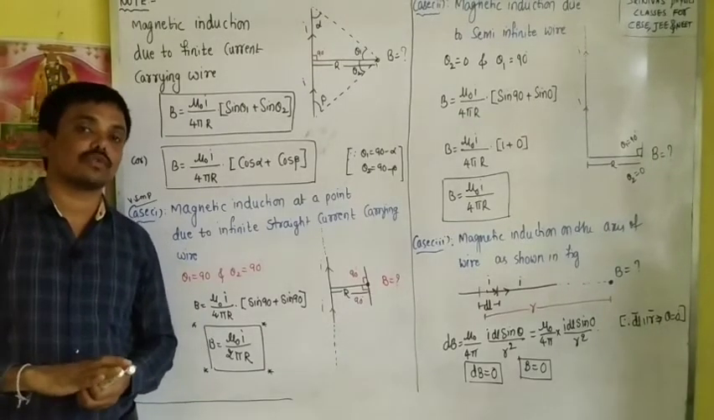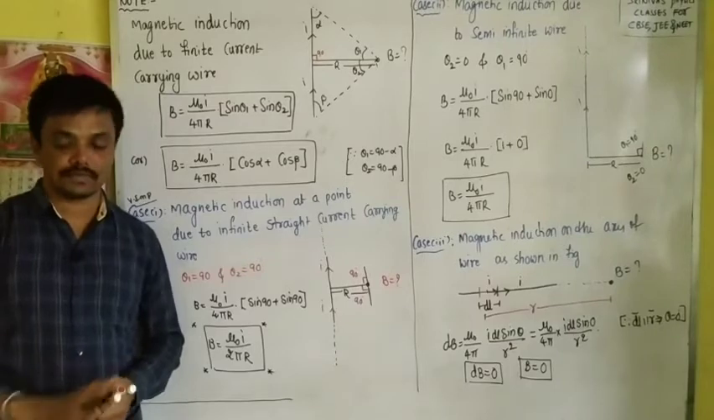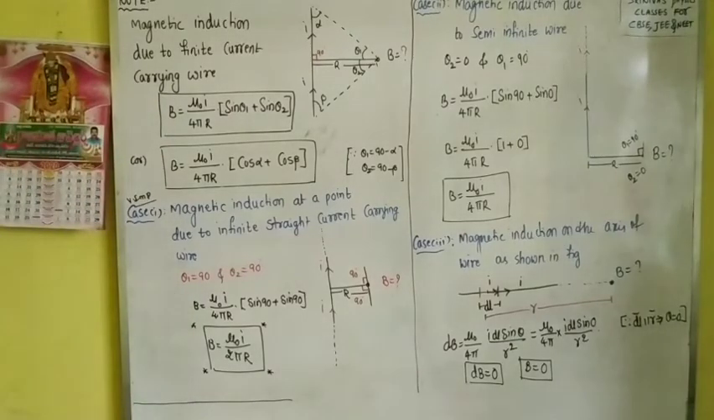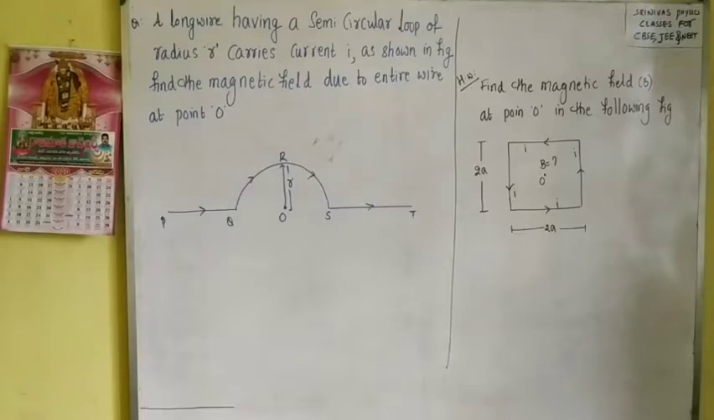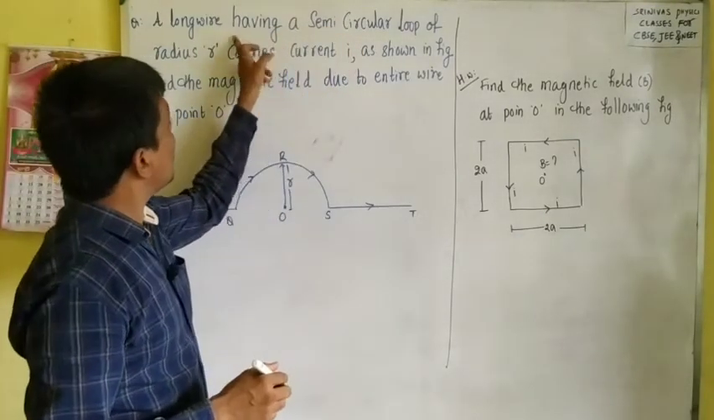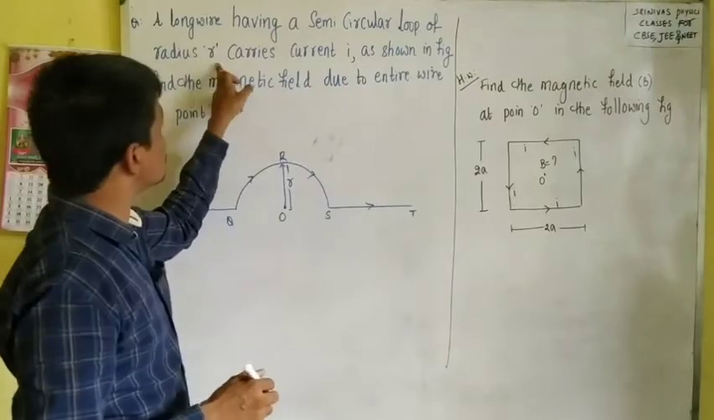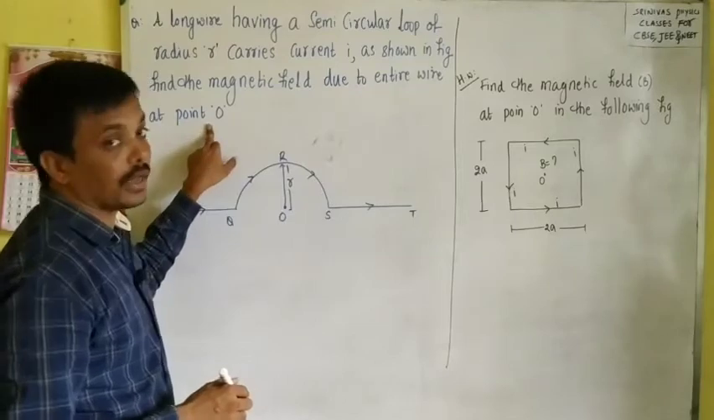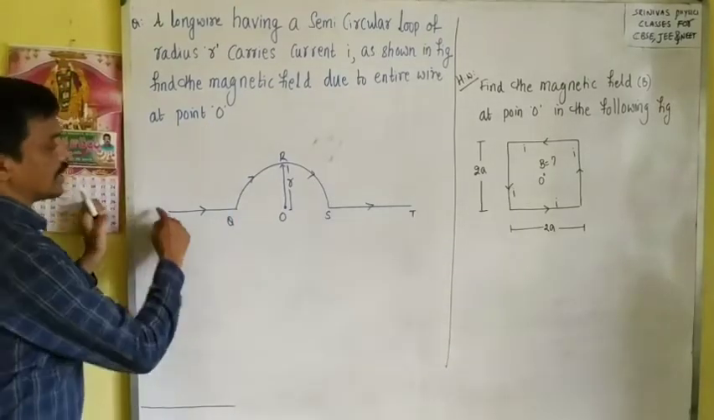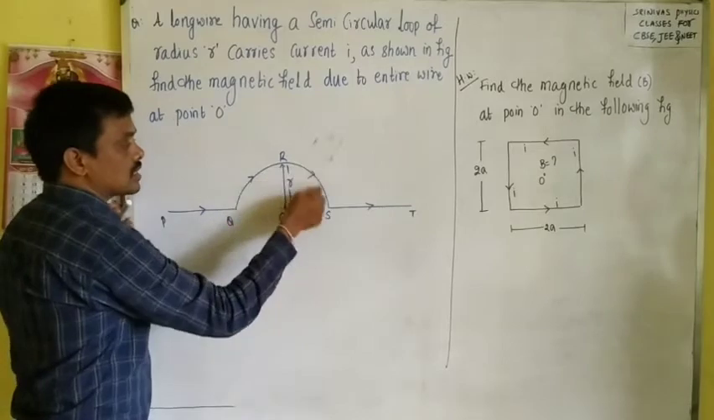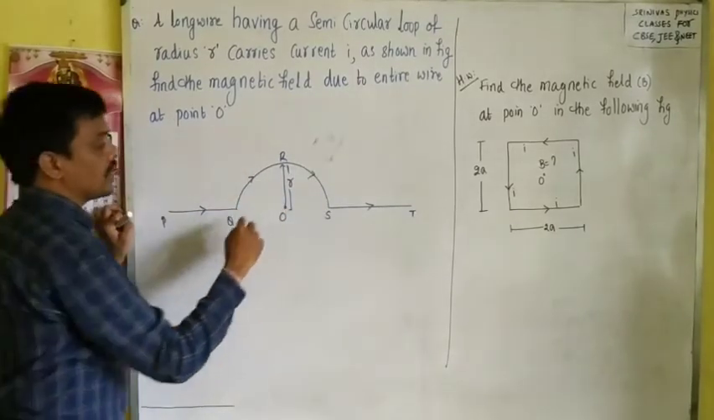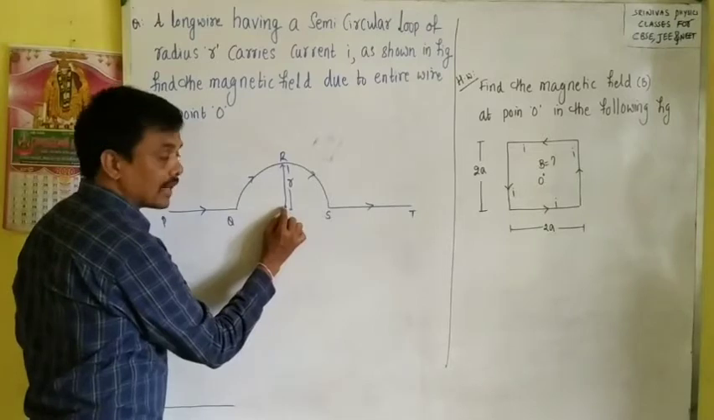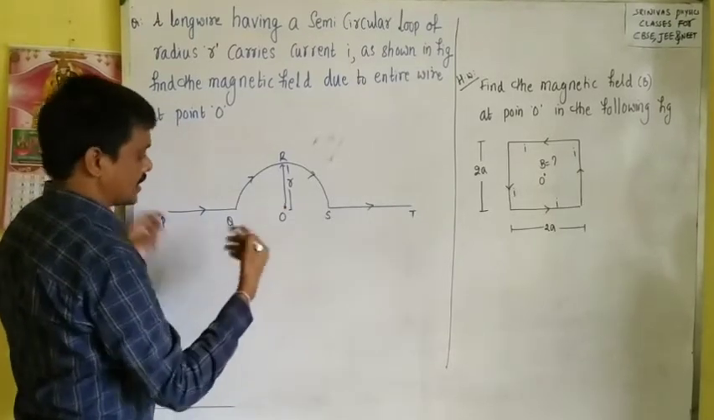And let us discuss one problem based on this and we will close. Okay, look here. Let us go for the solution of this problem. A long wire having a semicircular loop of radius small r carries current I as shown in the figure. Find the magnetic field due to the entire wire at point O. Look here, this is a straight wire. This straight wire contains one semicircular shape, and they are asking to find out the magnetic field here. Magnetic induction here we want to find out.